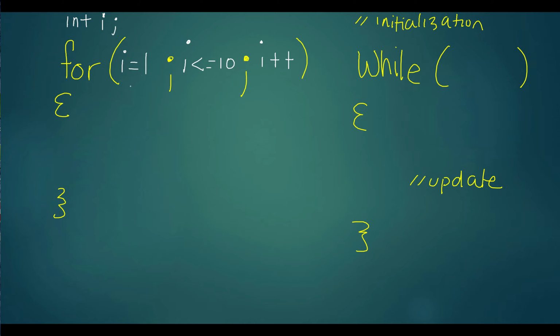So this is our initialization, i equals 1. This is our test, i less than or equal to 10, and this is our update, i plus plus. And then we're going to print "i is %d", and we're just going to print the value of i onto the screen.